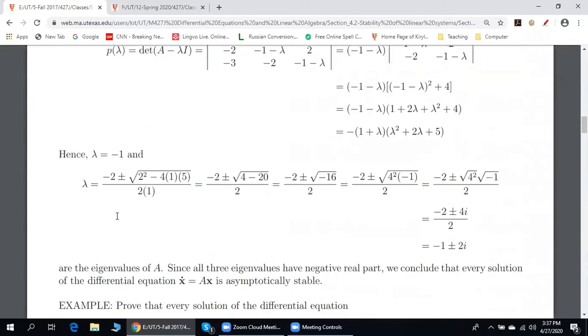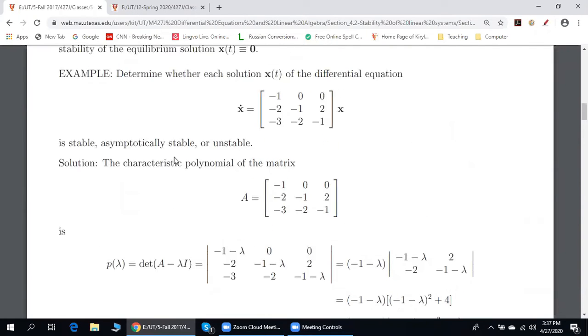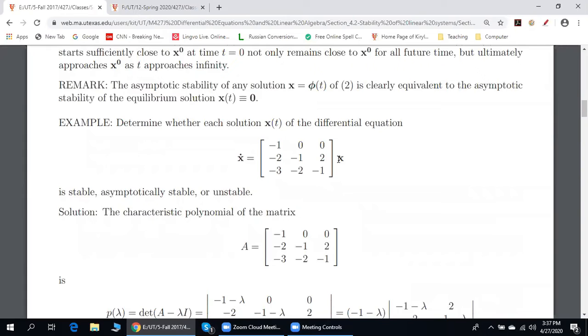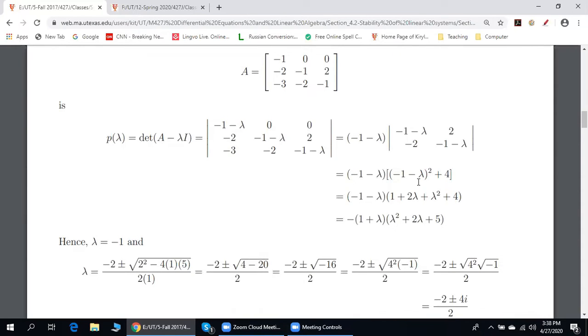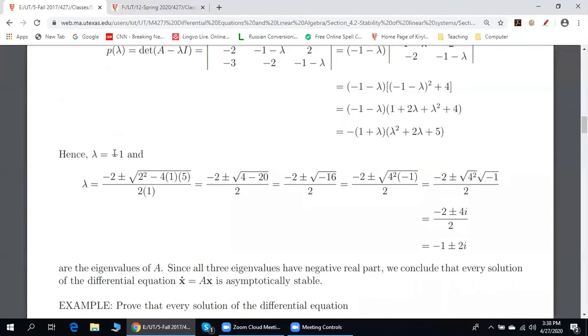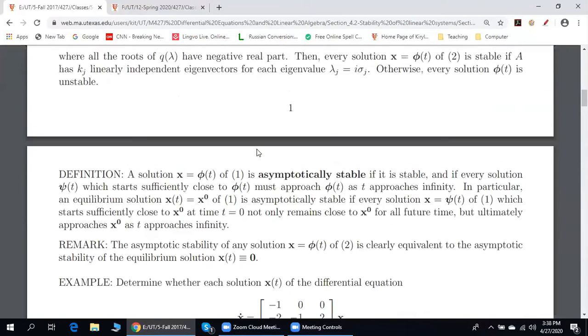Well, here's an example. Please take a look at this. We have the following system of equations. By the way, we will not discuss in this course asymptotic stability. We will discuss only stable or unstable. So here's a system of equations. We find all eigenvalues. It turns out that eigenvalues are -1 and -1 plus minus 2i. Note that in all three cases, the real part is negative. Therefore, all solutions are stable.